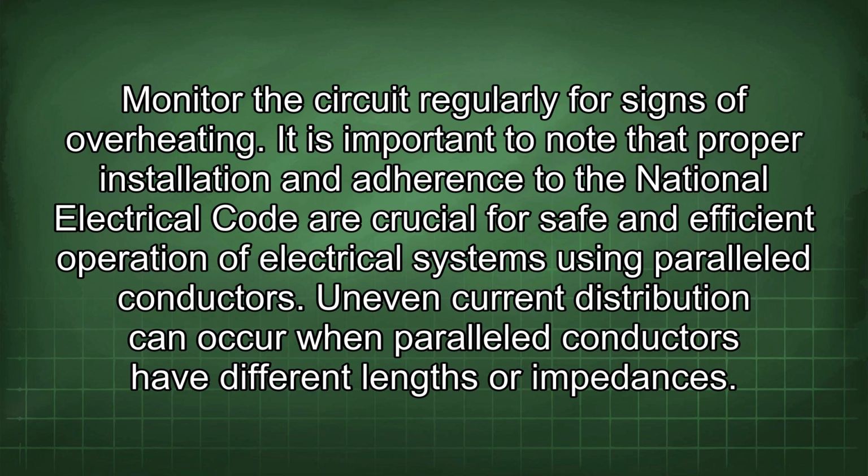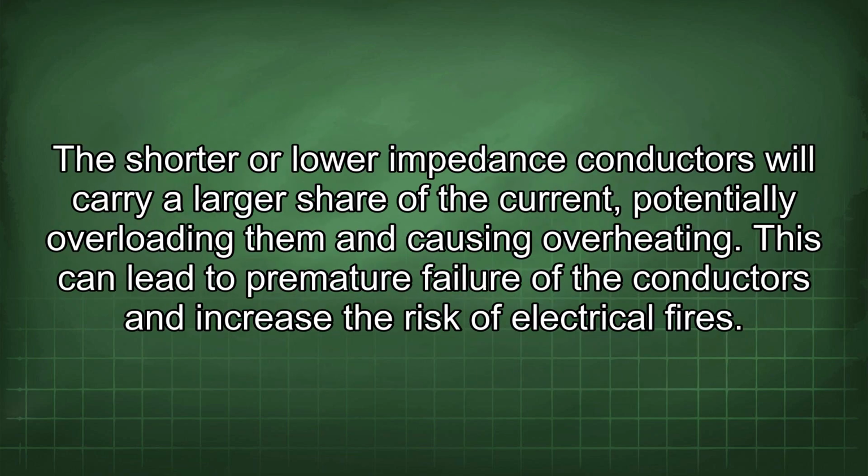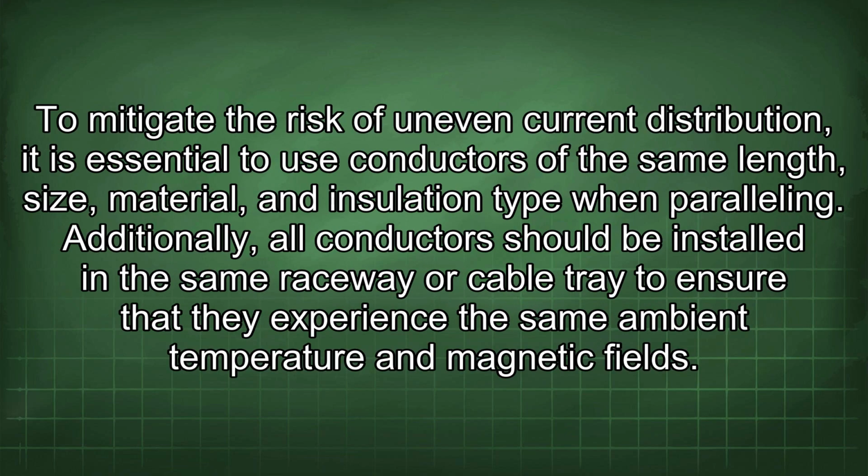Uneven current distribution can occur when paralleled conductors have different lengths or impedances. The shorter or lower impedance conductors will carry a larger share of the current, potentially overloading them and causing overheating. This can lead to premature failure of the conductors and increase the risk of electrical fires. To mitigate the risk of uneven current distribution, it is essential to use conductors of the same length, size, material, and insulation type when paralleling. Additionally, all conductors should be installed in the same raceway or cable tray to ensure that they experience the same ambient temperature and magnetic fields.